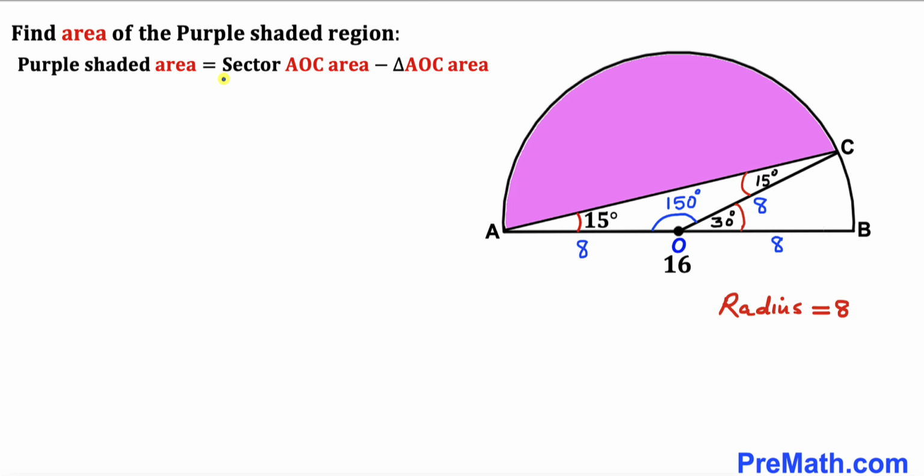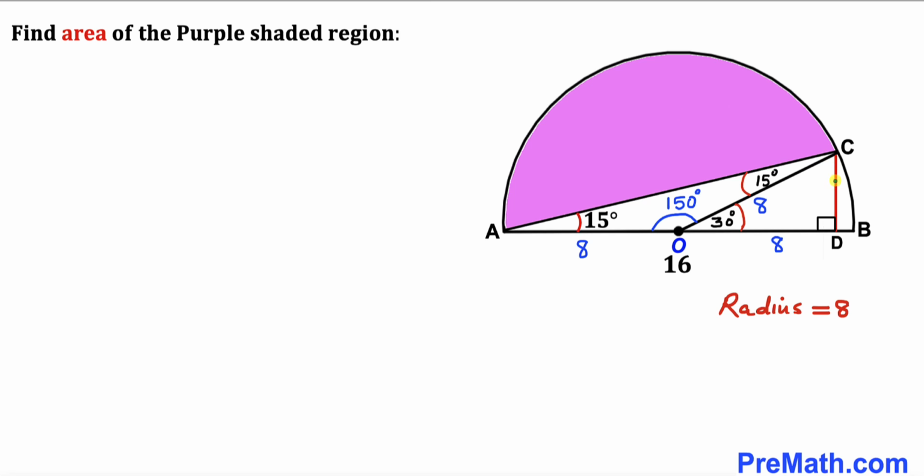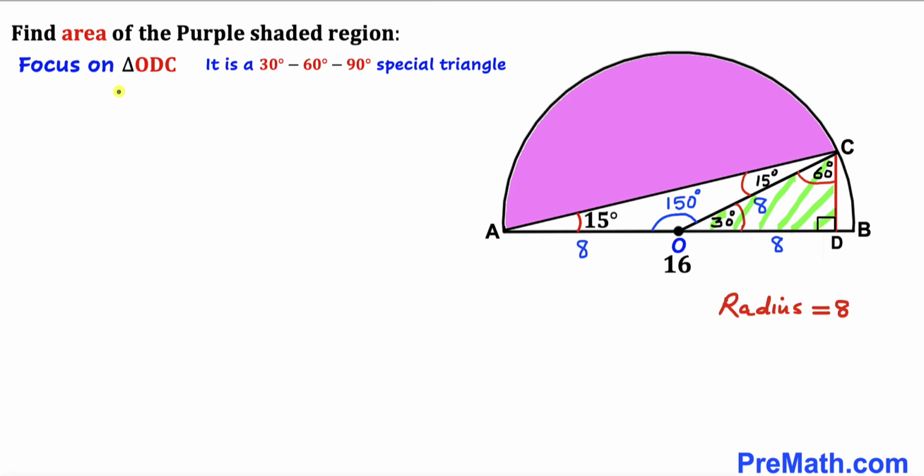Now our task is to calculate the area of this sector AOC, and likewise the area of the triangle AOC as well. In this next step, I have dropped this perpendicular CD, as you can see in this diagram. As a result, we got this right triangle ODC. In this right triangle, this angle is 30 degrees, this angle is 90 degrees. So this angle has got to be 60 degrees. Therefore, our triangle ODC is a special 30, 60, 90 triangle.